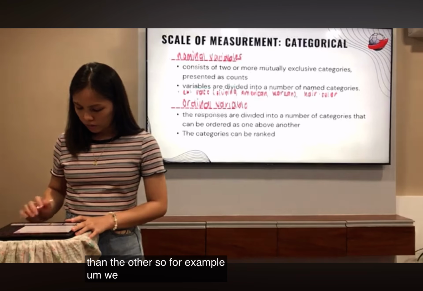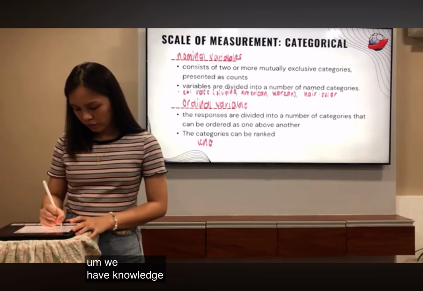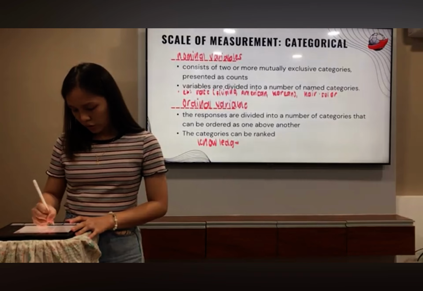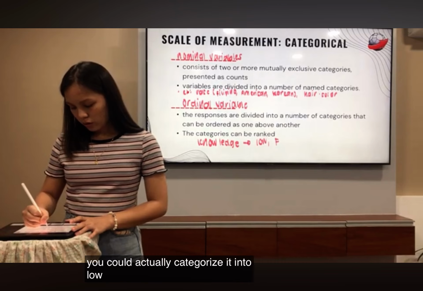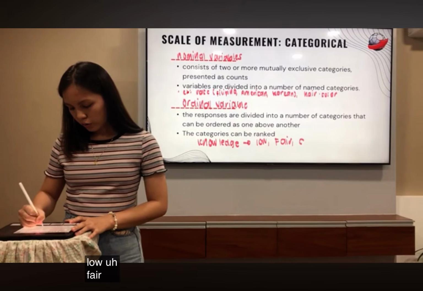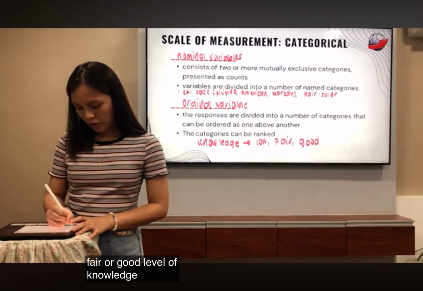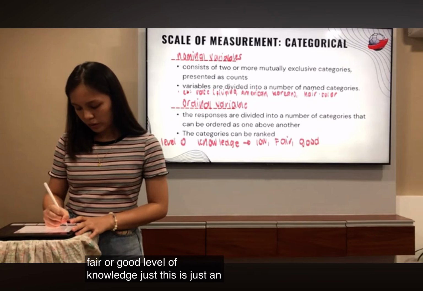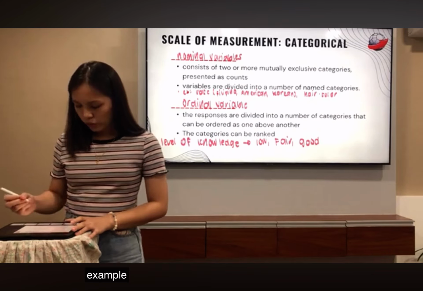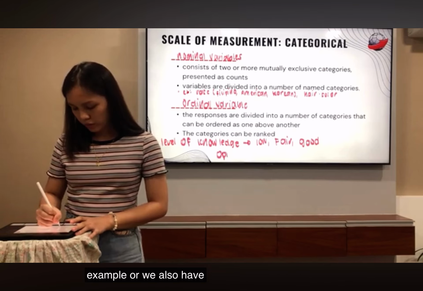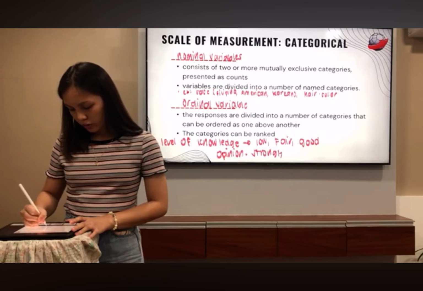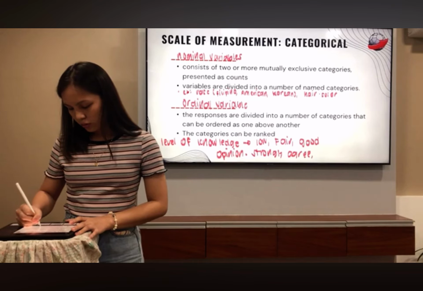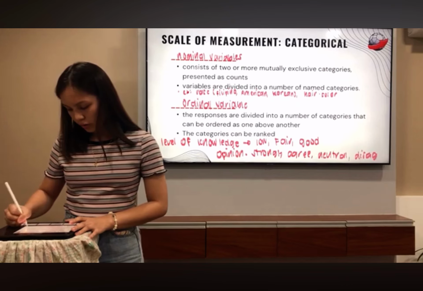we have knowledge. We could actually categorize it into low, fair, or good level of knowledge. This is just an example. Or we also have opinion. You can have strongly agree, neutral, or disagree. Okay?